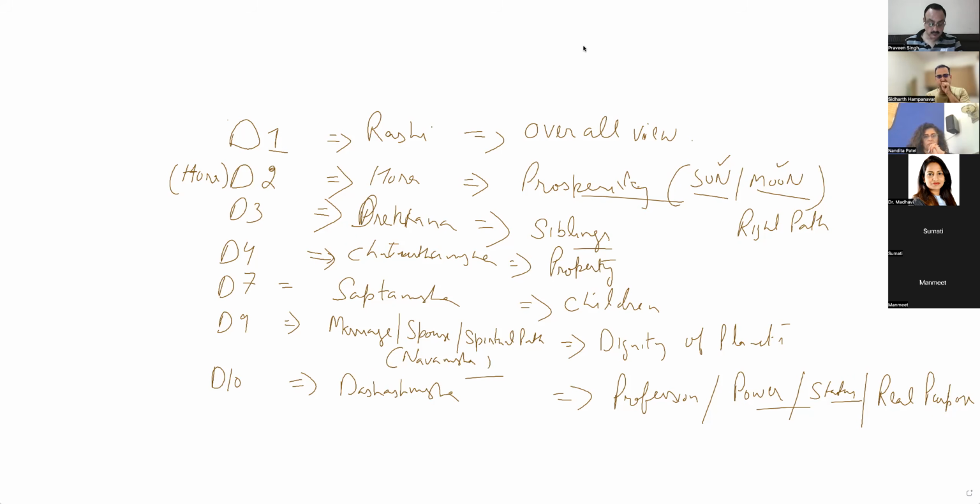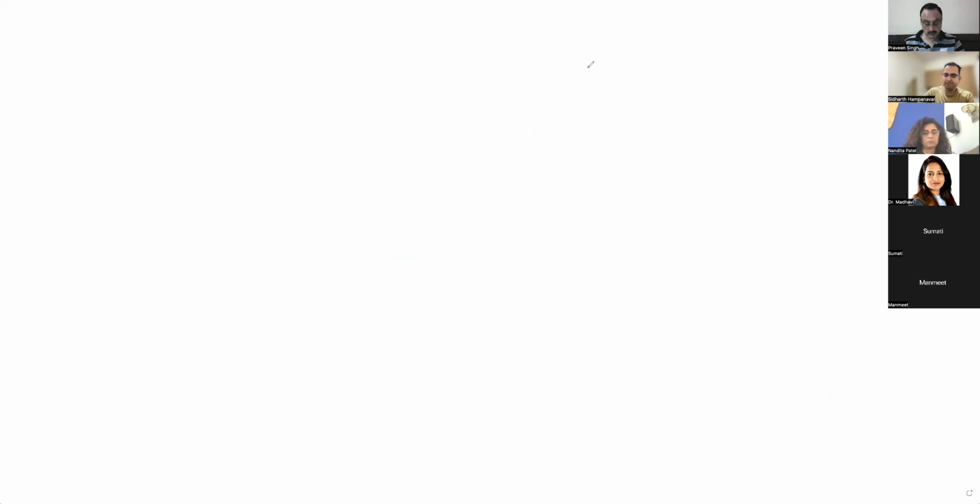Let's move to the next category. So after the D10, we look at the D12 chart. Another very, very important one. Now this is known as the Dvadashamsha chart. Dvadashamsha chart, we are using it for parents. Okay, so we look at the parents.